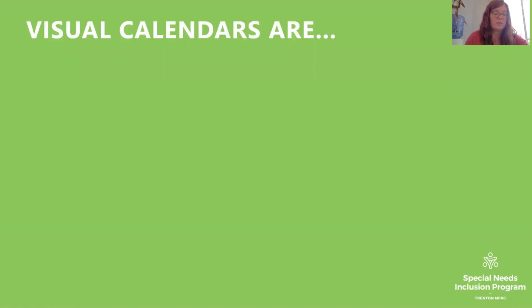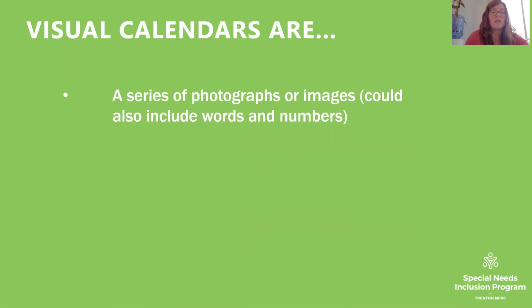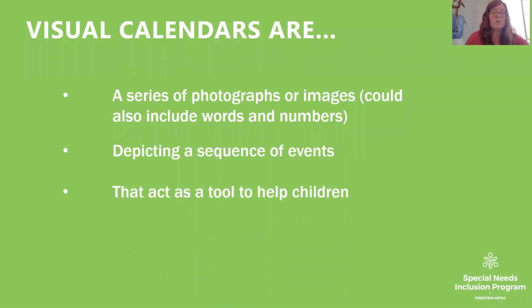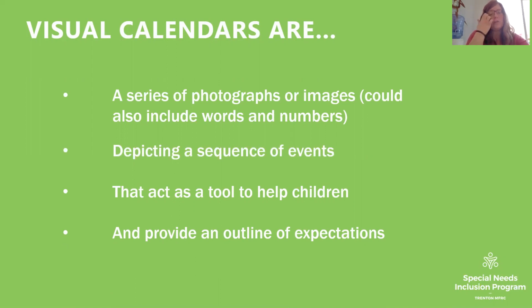So visual calendars are a series of photographs or images. They could also include words or numbers depending on what you're depicting, the age of your child, all of those factors. Depicting the sequence of events. They act as a tool to help children and provide an outline of expectations. So a visual calendar is a tool that is used to support children with daily routines, schedules, and tasks by outlining these sequences with visuals, which generally are easier to understand for children.